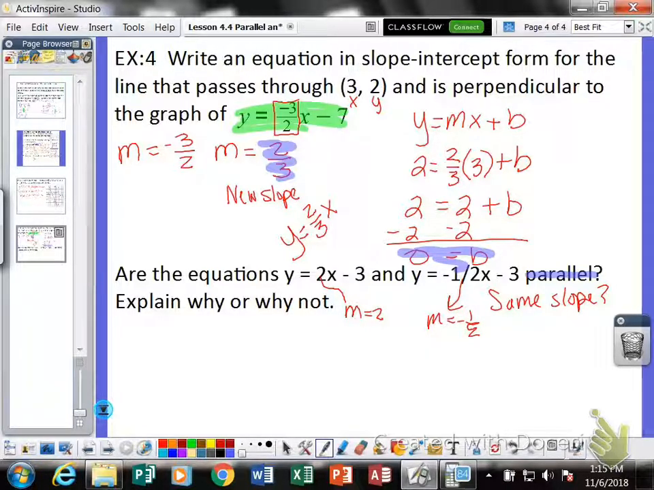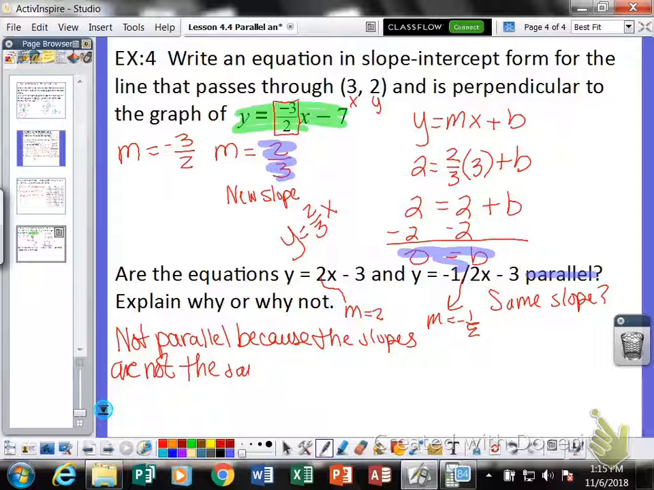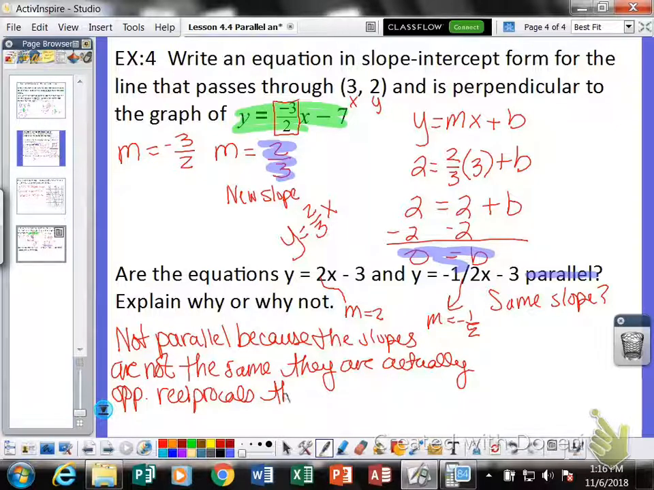So, not parallel because the slopes are not the same. They are actually opposite reciprocals. Therefore, they are perpendicular.